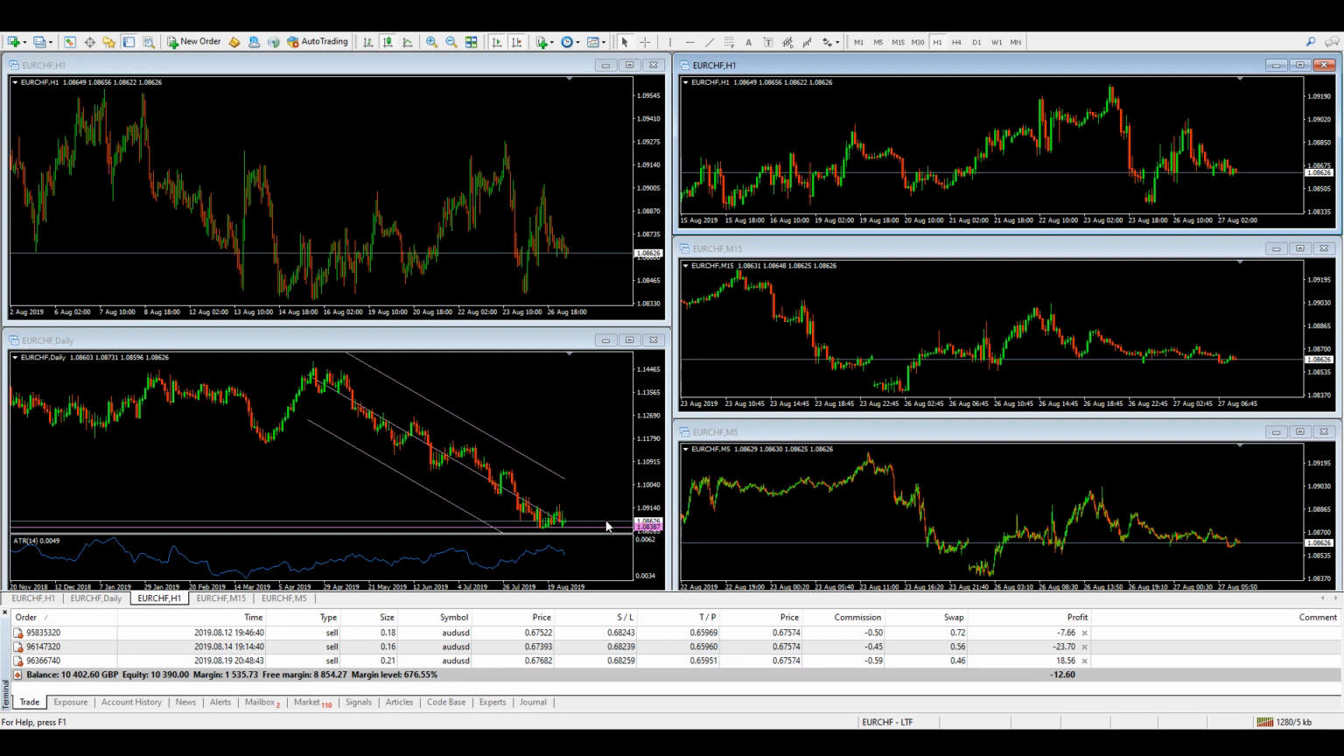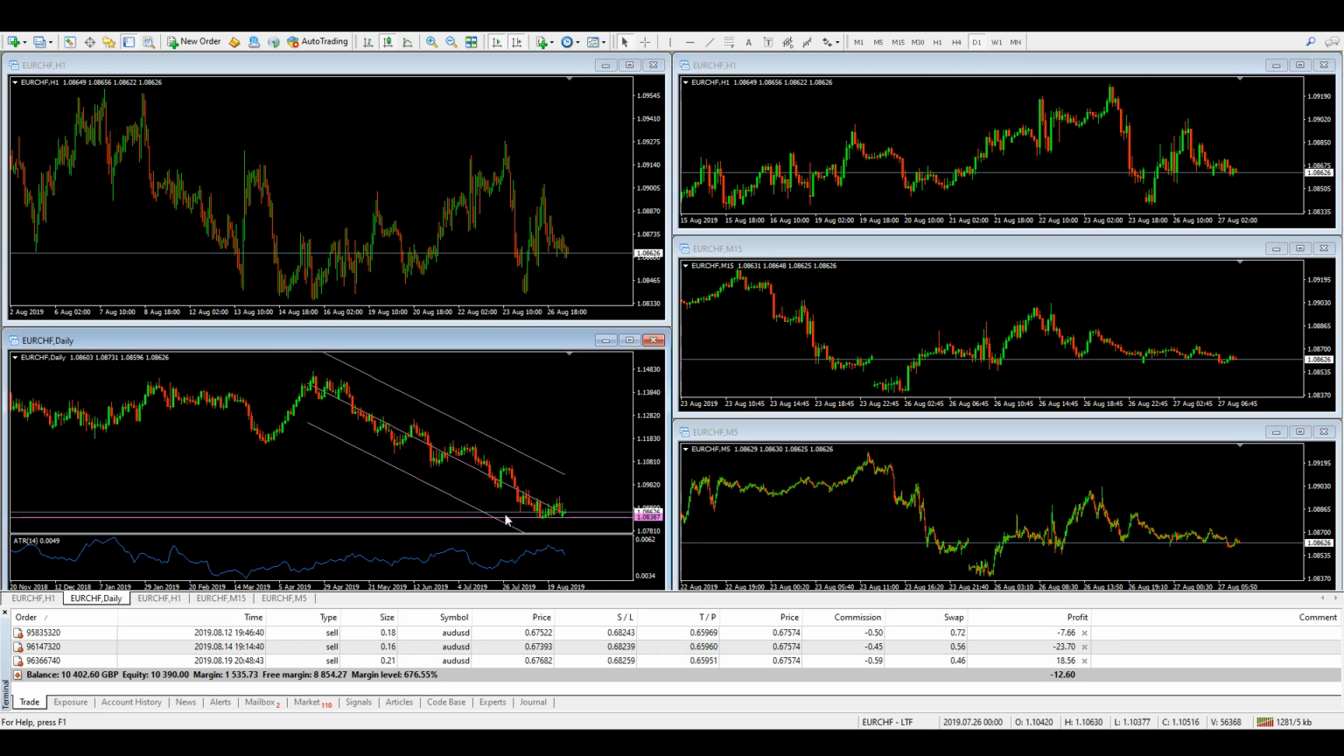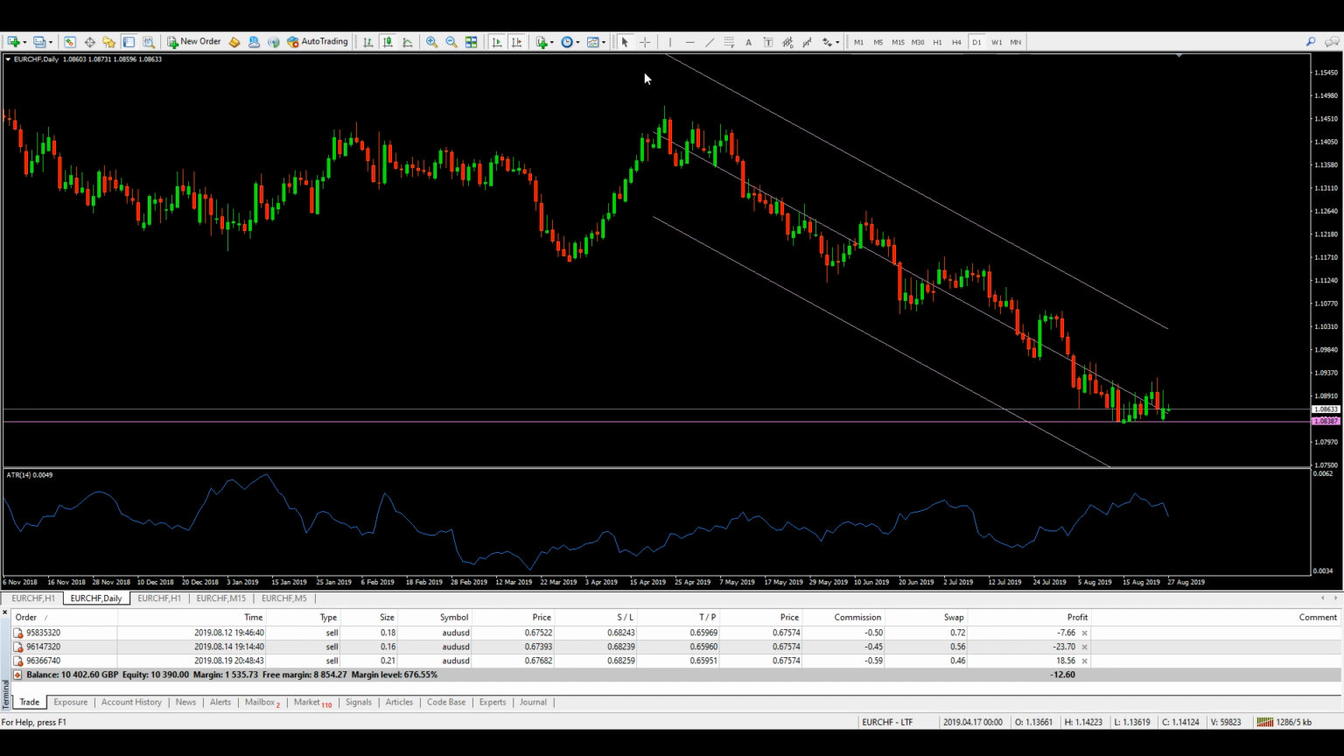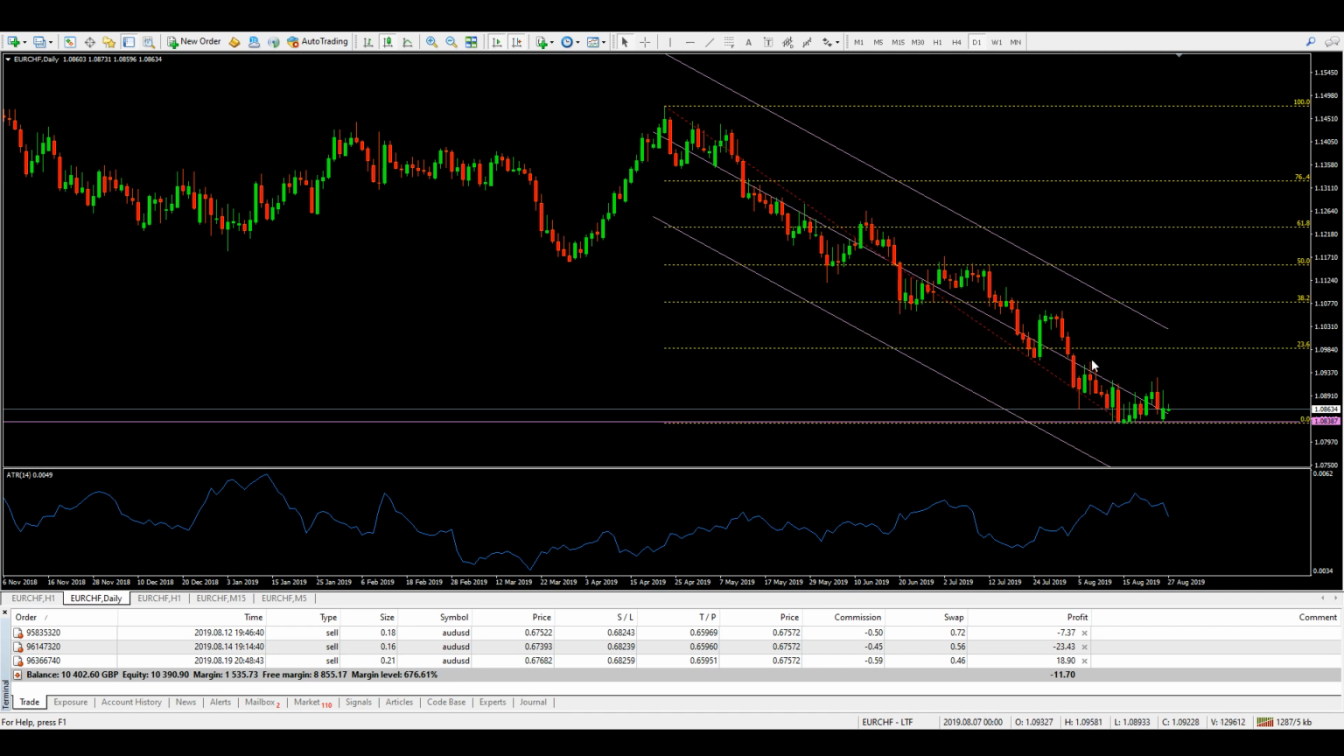Euro CHF, this could be good for fading, so going against this trend here because of the support that we're starting to see on the daily. I'm not sure if I looked at this in previous videos, but the majority of what I teach is based around trend trading, so you're going with the actual trend rather than against it. But you could look to take a long position on this with stops below this area here, because we know this is quite significant support.